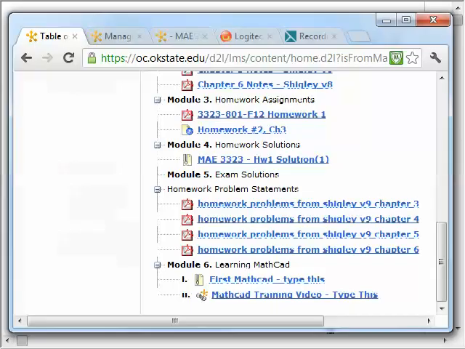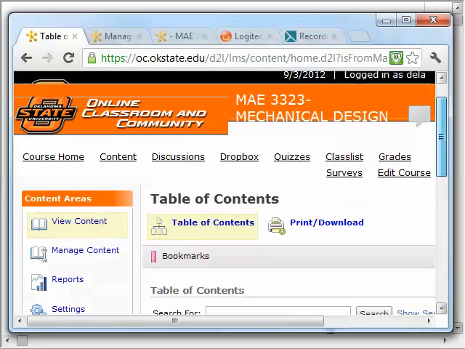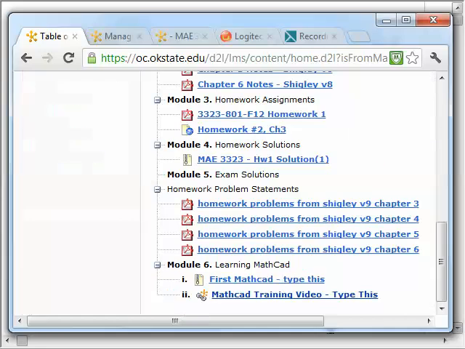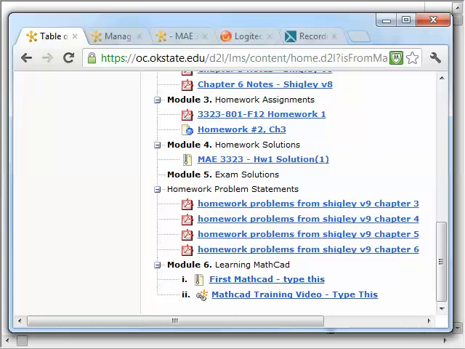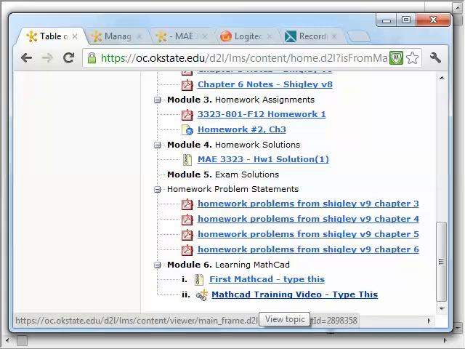As part of some MathCad training, let me point out that on the online classroom site under Contents, I've created a module called Learning MathCad, and it has a MathCad file that's in a zip file that you could print out. And then I made a video a few semesters ago for the teaching assistants in the Design CAD class, who were going to train students to use this first MathCad type this file for homework. So I would suggest you print this one out, you watch this video with this printout in front of you, and then you maybe even go attempt to type in this MathCad type this file to learn a little bit of MathCad.